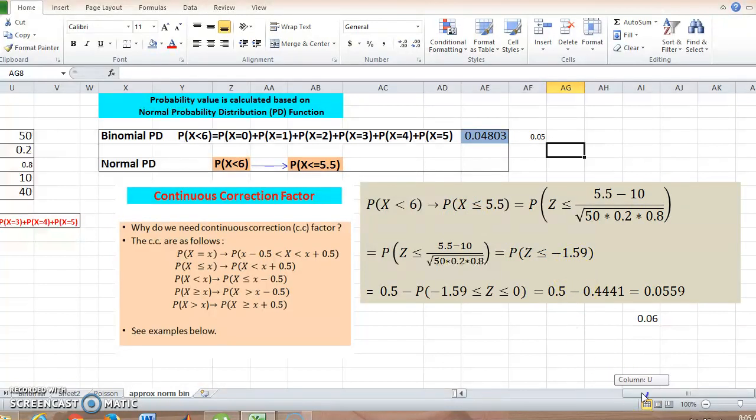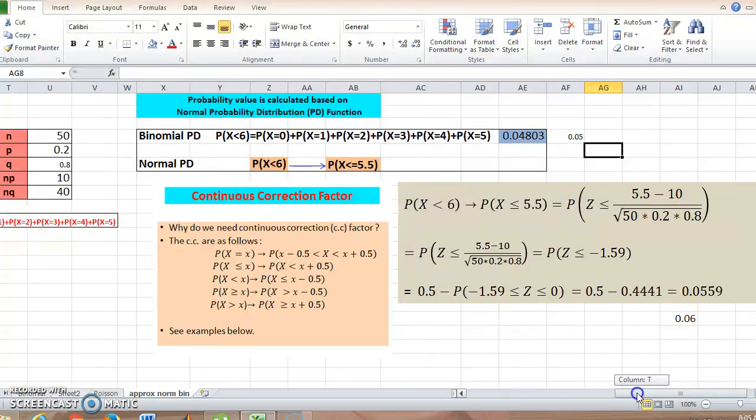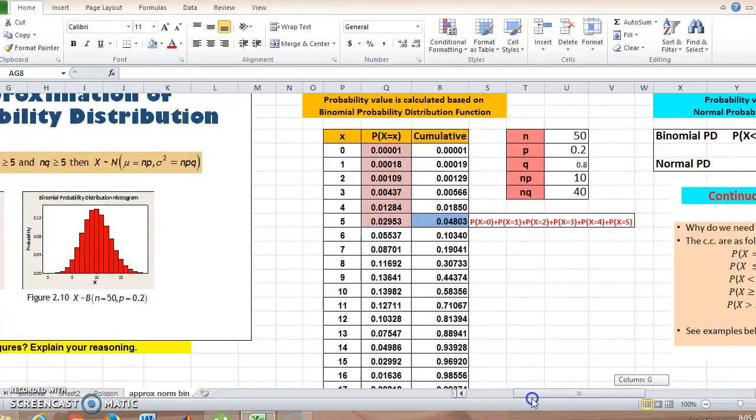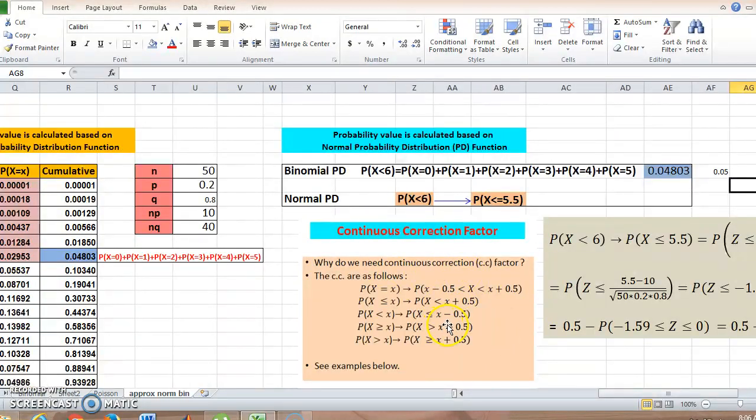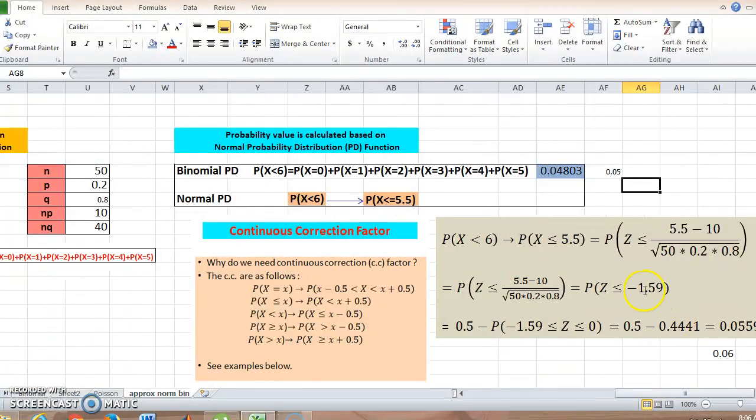So hopefully this video helps you to understand the normal approximation. Do not forget the conditions and then the correction factors. Please shade your area of interest to make it clearer for you, and you should be able to read the standard normal table in order for you to calculate your probability values.